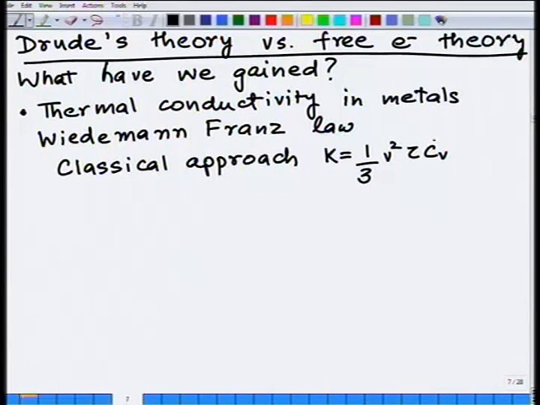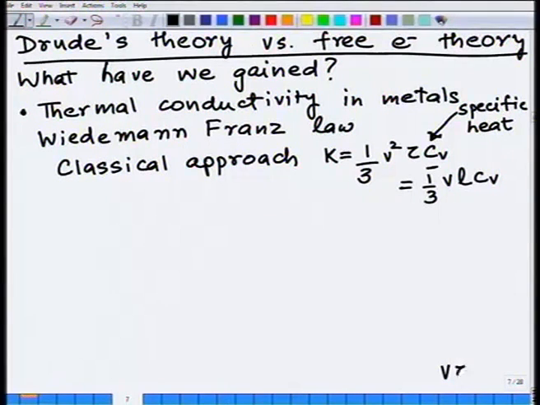In the context of Drude's theory, if it is derived, this quantity is 1/3 V square tau times specific heat Cv. This is the specific heat of a material, and this can also be written as 1 by 3 V L Cv, L being V times tau. So, either way, remember V times tau is equal to L, that is what we are using here. This quantity is derived like this.